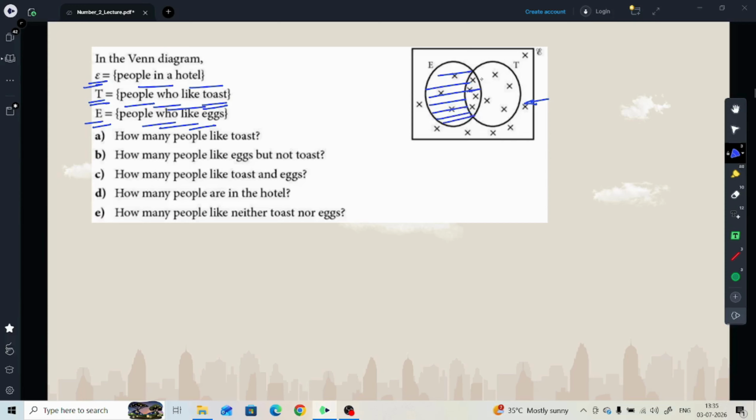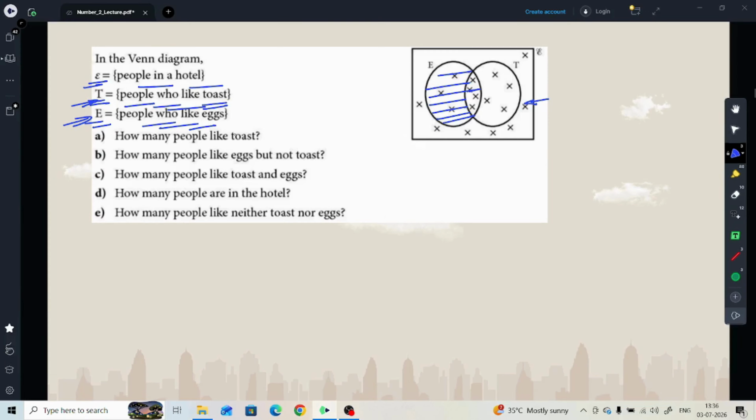So you can see that leaving this E and T, there are many people who don't like E and who don't like either T nor toast or X. Understood? They don't like toast or X, both of them. Okay, so you need to understand this thing up.